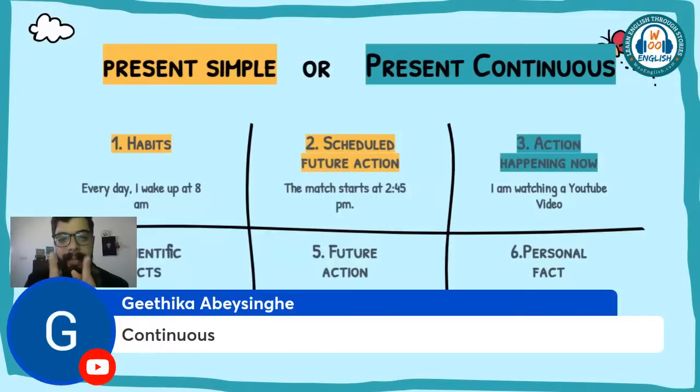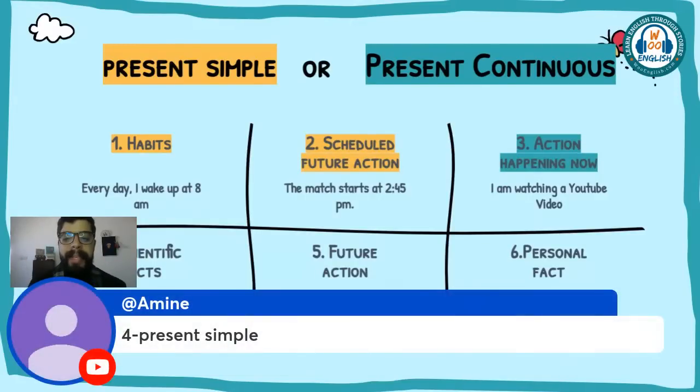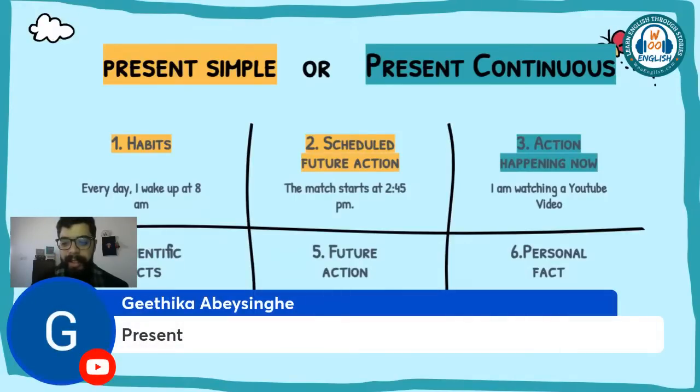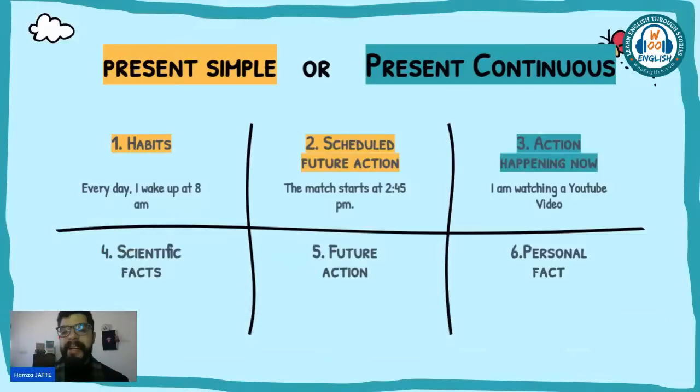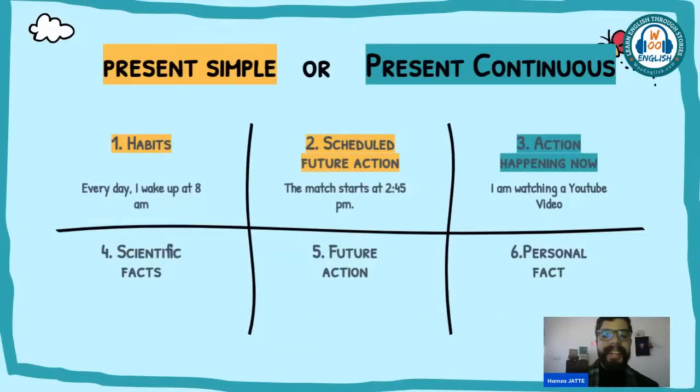Getika, you are an expert in giving examples. Can you give me an example about a scientific fact using the present continuous? Because Amin says actually we use the present simple. So Amin doesn't agree with you. Of course, I know it's the present continuous. So can you give me an example, Getika, since you love giving examples, about a scientific fact using the present continuous? And we will see if it sounds correct or not.